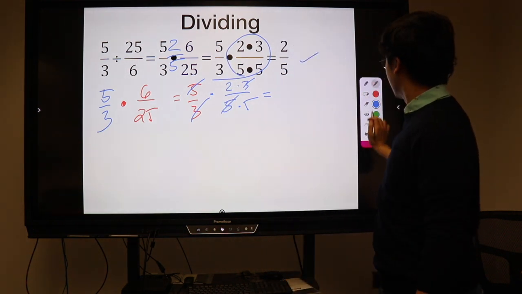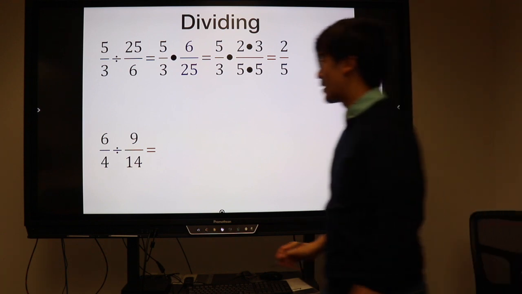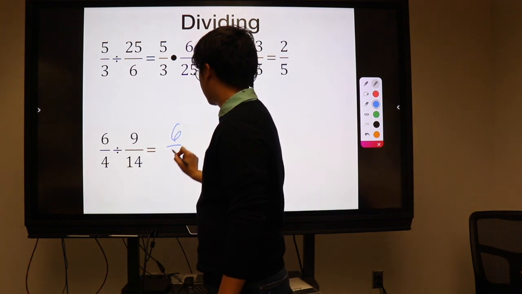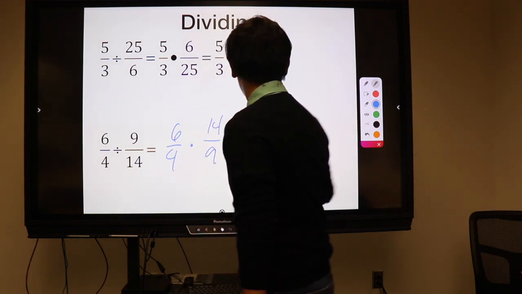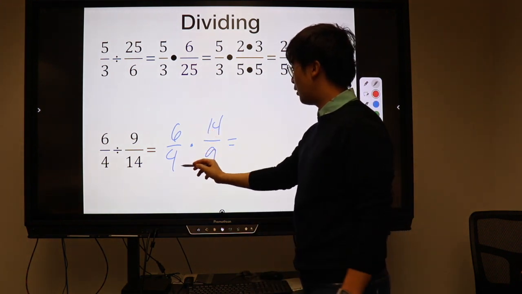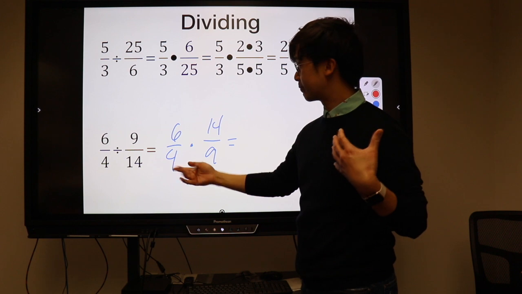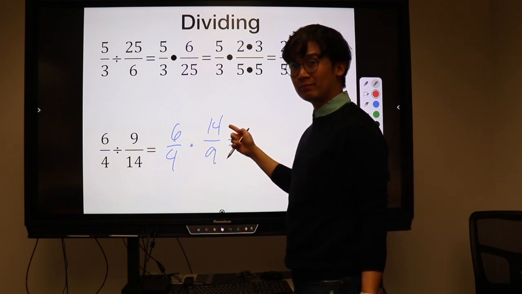Let me copy that now, please. Okay, let's do this. 6 over 4 divided by 9 over 14. Okay, let's see. So step 1 is to follow the formula, copy 6, 4, and switch 14, 9, and then break it apart. Factorable, factorable, factorable, factorable. So I can factor all of them, right? You can factor 14 and 9? Yeah. 3 and 3, 2 and 7.